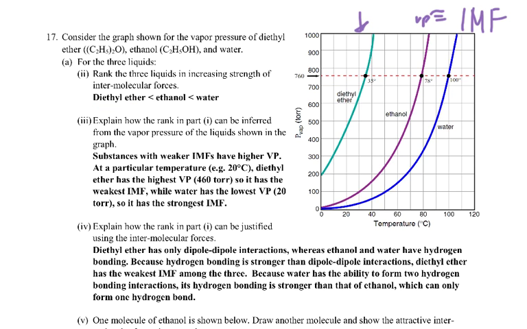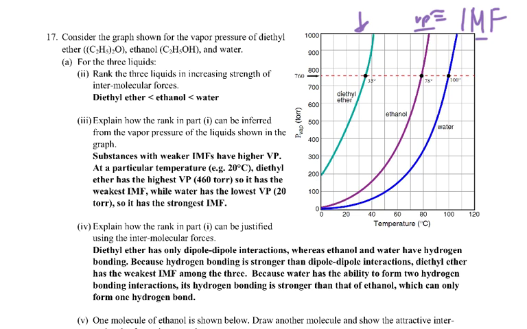But what we do is we look at the vapor pressure and relate that to IMF and the reverse. Explain how the rank can be inferred from the vapor pressure of the liquids shown here. Okay, so it says substances with weaker intermolecular forces have higher vapor pressure. And the idea is the weaker the intermolecular force, the easier it is for the particles to escape from each other and become vapors, so the higher vapor pressure.